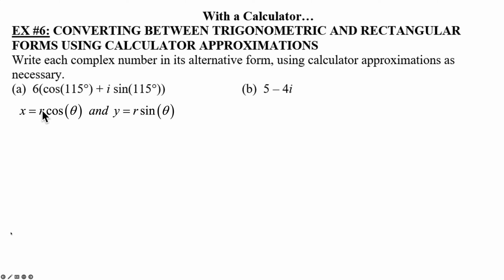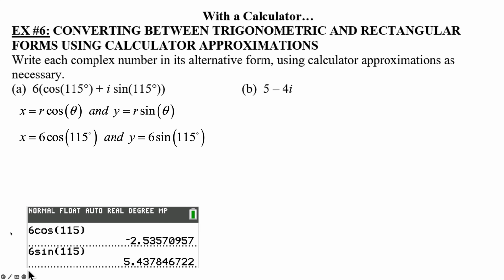Let's crunch the numbers. 6 for the R, 115 degrees for the theta. Go to your calculator, and what I do is I type in 6 cosine of 115 degrees, get my answer, up arrow back to this, cut and paste it to here, put your cursor on the C and type in the sine button, and then you have this function, and type it in. So there's my answer. I took this one to 4 decimal places. My x is negative 2.5357. My y is 5.4378. So multiply the y by the i, and you are now in rectangular or standard form.